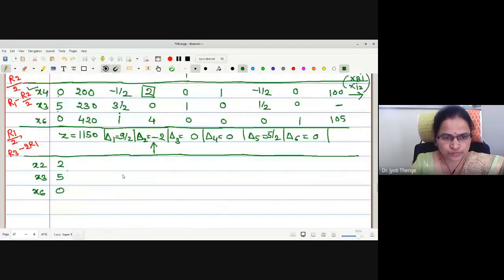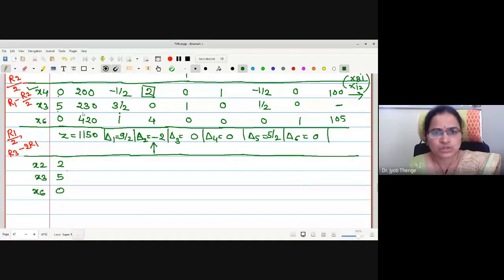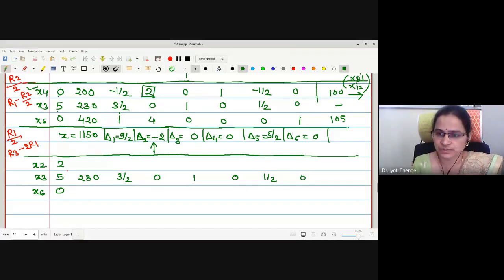Correct? Yes, ma'am. Now the second row stays as it is. Therefore, let us write the second row first: 3 by 2, 0, 1, 0, 1 by 2, 0. This column is for the minimum ratio. Then the first row we will divide by 2: 200 upon 2 is 100, and minus 1 by 2 divided by 2 is minus 1 by 4. This is 1.